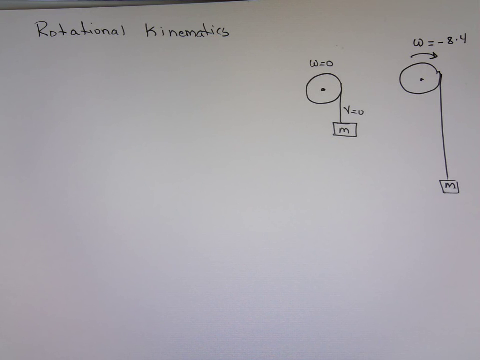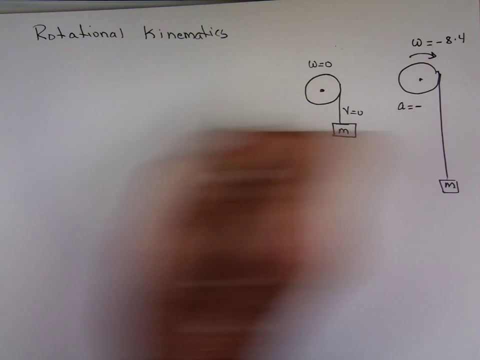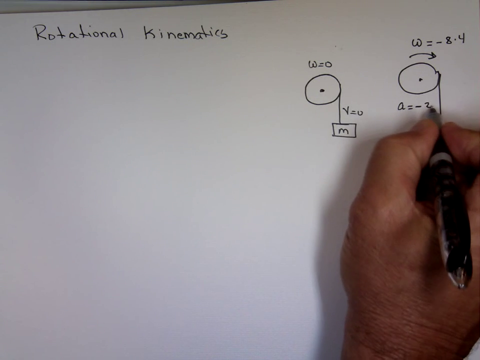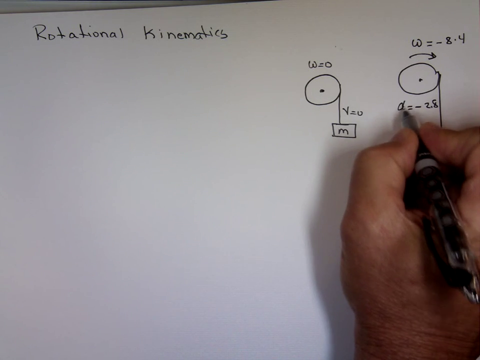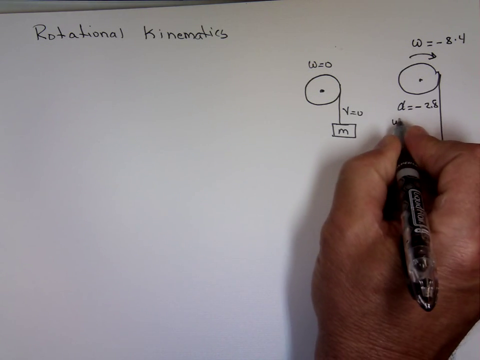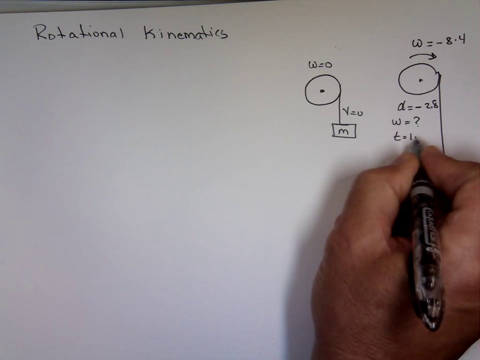We know the angular acceleration too. Angular acceleration is negative 2.8. Angular acceleration alpha, not A, looks like A there. What is the angular velocity of the pulley at 1.5 second? What's the angular velocity? Time equals 1.5 second.